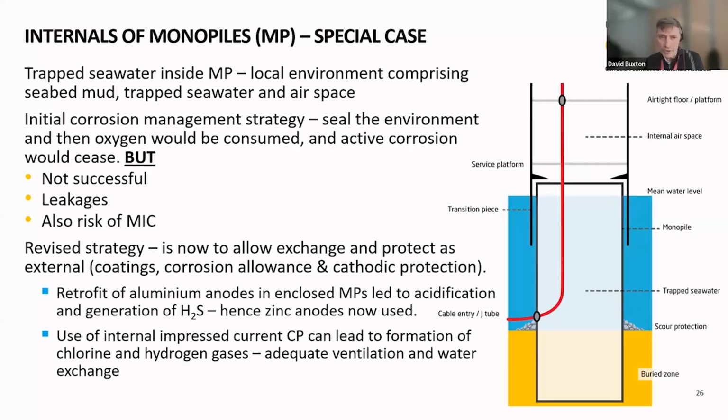So there's the possibility of water exchange and oxygen coming in, or also oxygen ingress through the not so airtight platform above. So there's direct air leakage into the headspace. So the revised strategy is now to allow exchange and to protect the internal of the monopile in a similar way to the external. And so that will be the measures previously mentioned: application of a coating, use of a corrosion allowance, and application of cathodic protection.